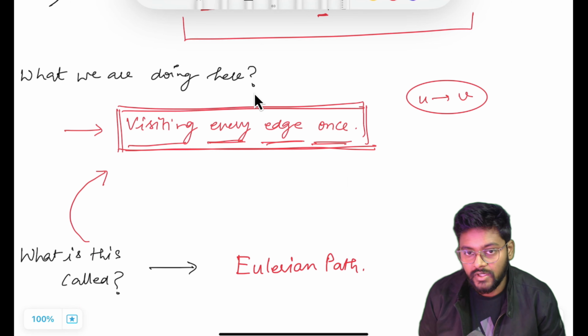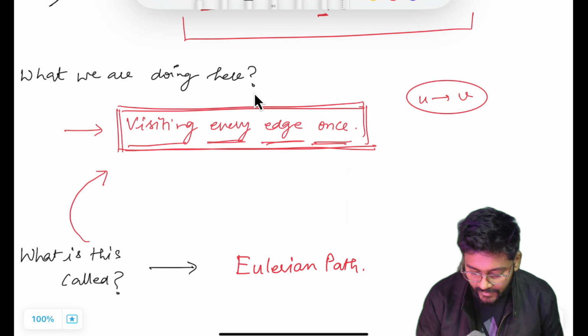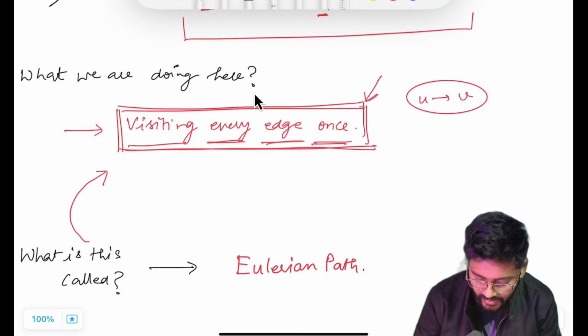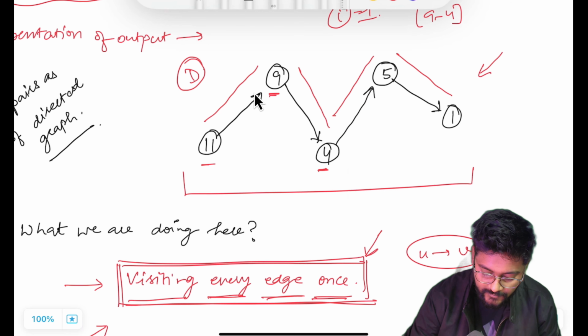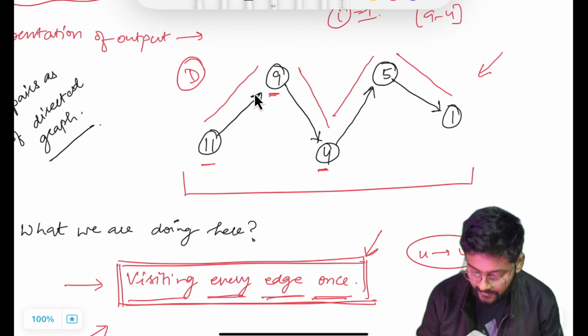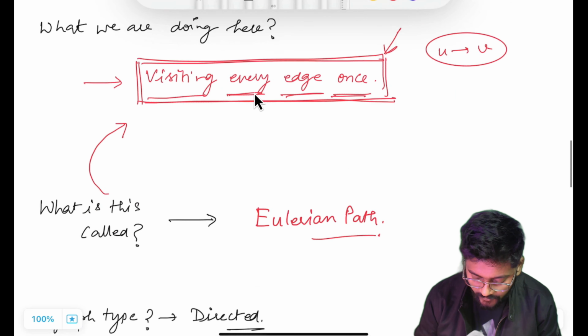If you are aware of graph theory, then you know that this concept is called Eulerian path. Eulerian path is when we visit every edge of a graph exactly once. And if I ask you the type of the graph, it is directed because the edges have directions. Now we are clear that we have to get the Eulerian path.